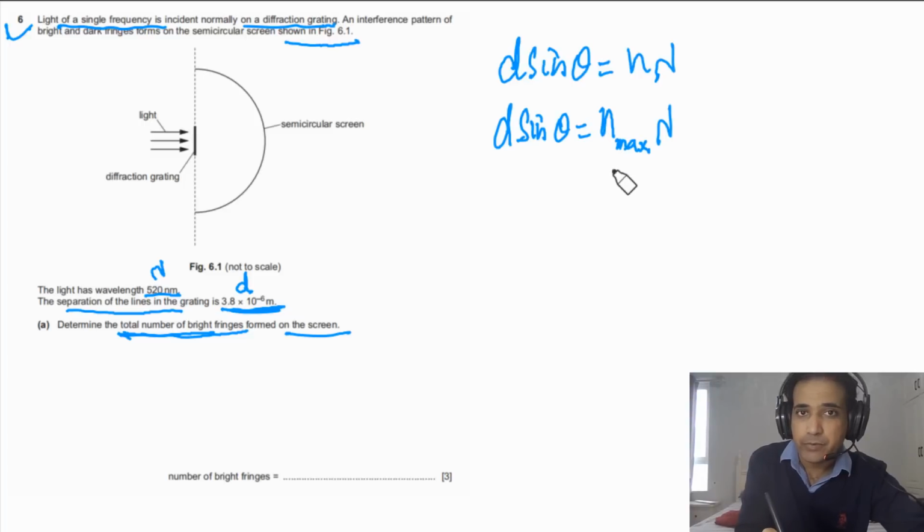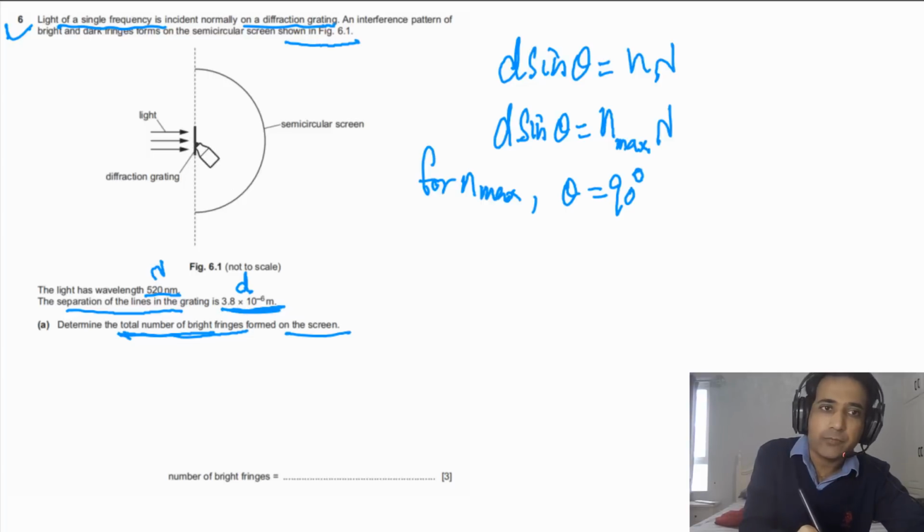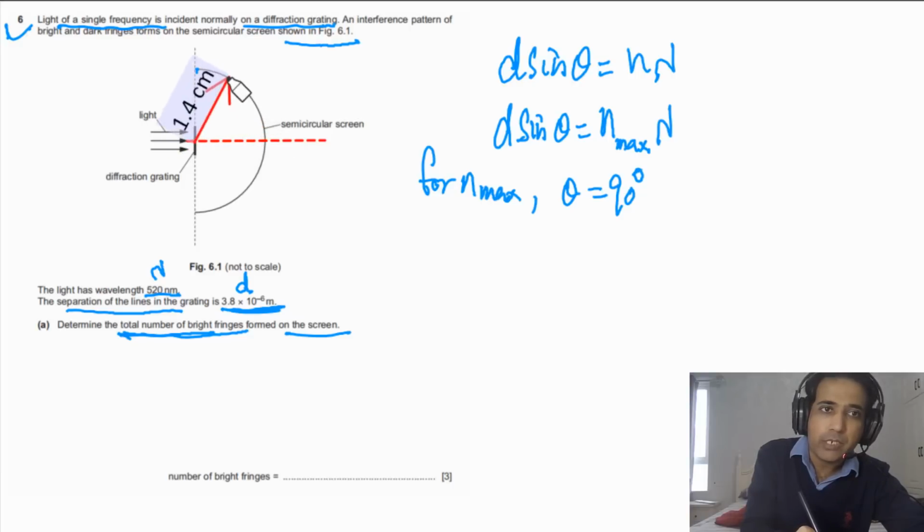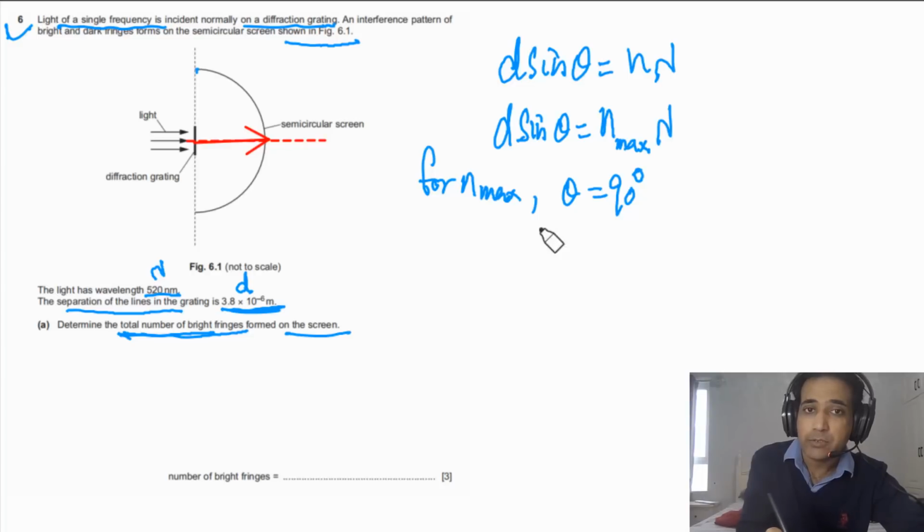And the maximum number of bright fringes is formed when sine of theta is equal to 1. For n max, theta should be equal to 90 degrees. This is the maximum value of theta, meaning at this point a bright fringe can be formed. So the angle from the center bright maximum can be 90 degrees. So you can simply imagine from here: if we rotate this, the maximum angle where we can see a bright fringe from the center maximum can be 90 degrees. So for n max, theta has to be 90 degrees.